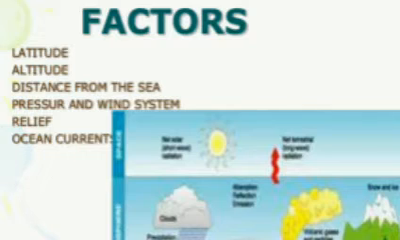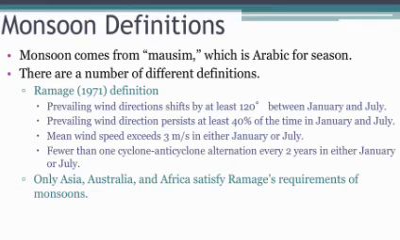Next, monsoon winds. What do you mean monsoon? The word monsoon is derived from the Arabic word mawsim. What do you mean mawsim? Mawsim means season. Originally, the word monsoon was used by Arab navigators several centuries ago.